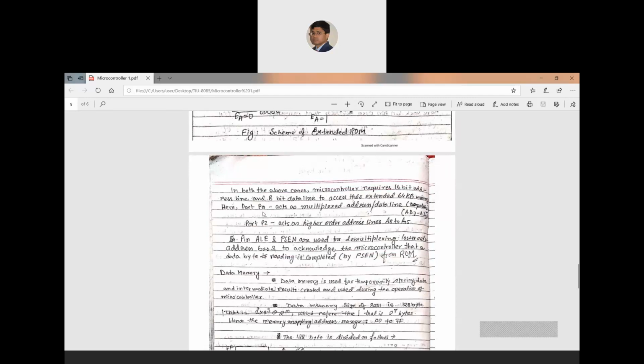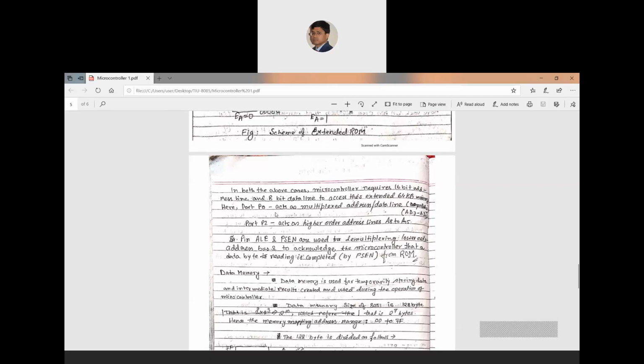So I'm getting the 16 pins. How many pins are required to locate each and every address of that external ROM? Total ROM size is 64 kilobyte, so 16 pins are required.